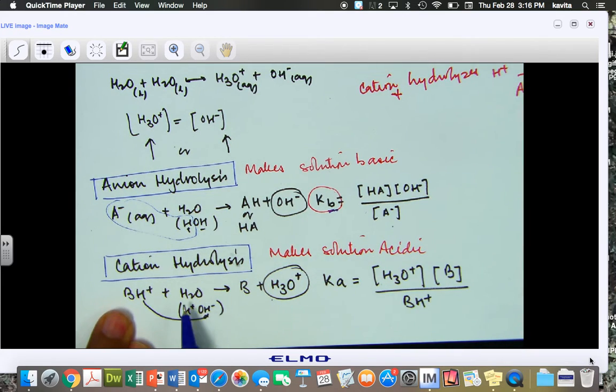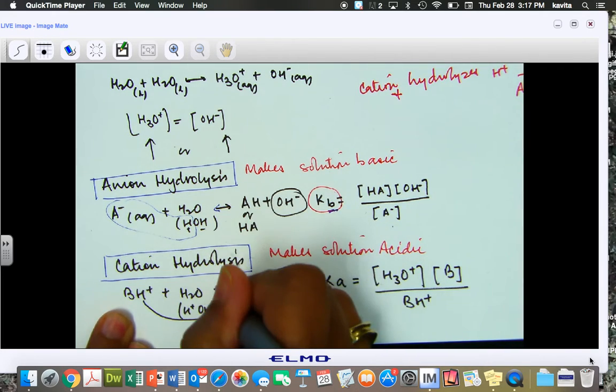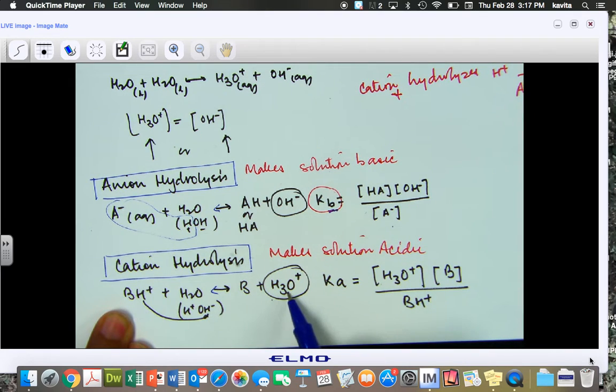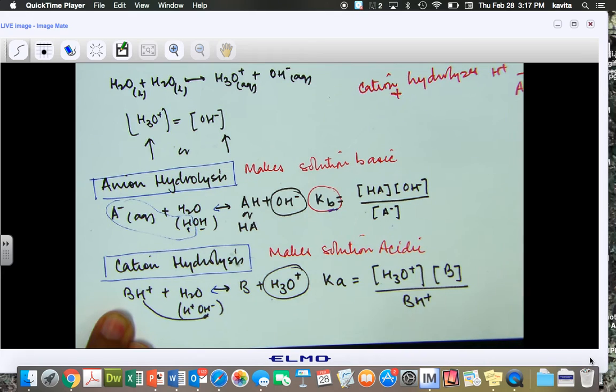And if the cation hydrolyzes, then it is BH+ for the cation, plus H2O, with equilibrium arrows, gives you B plus H3O+. So Ka, this time we'll write Ka because we are increasing H3O+. So it makes the expression [H3O+][B] over [BH+].